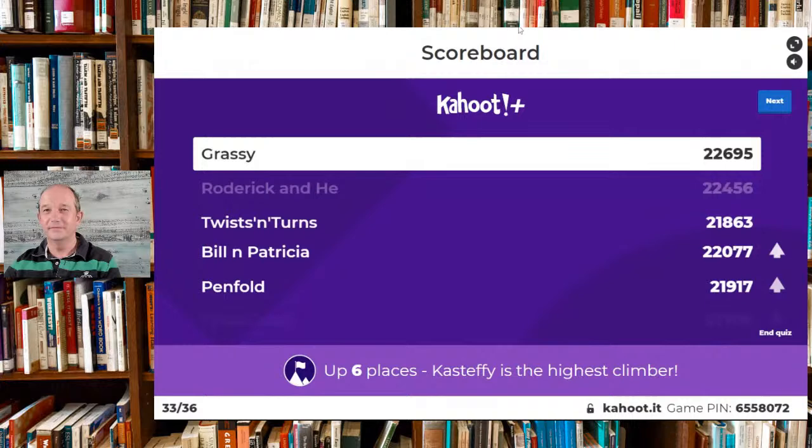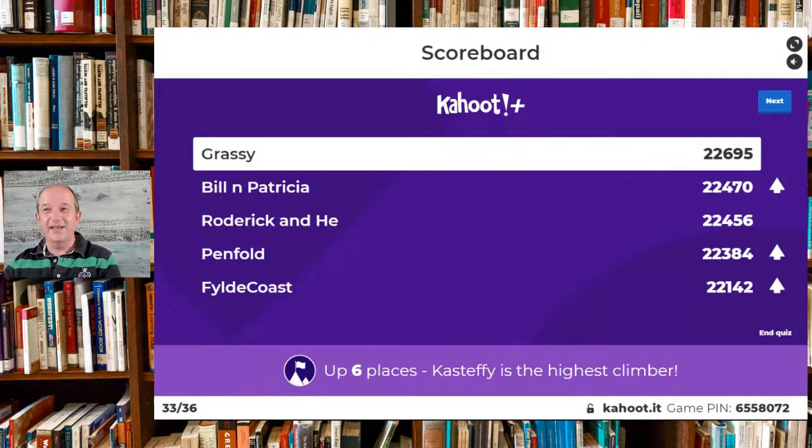Grassy, Bill and Patricia into second place now. That's a real last minute attack. Broderick and Helen, Penfold, Filed Coast, but Grassy still holding on there, just in first place. Look at that, 550 points ahead of fifth place there. And Castefi, up six places, well done. All right, so let's move on to the next question.